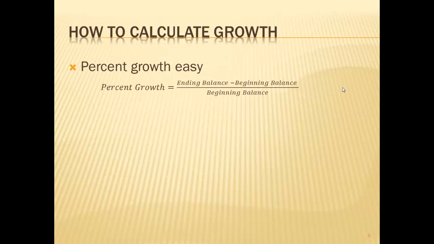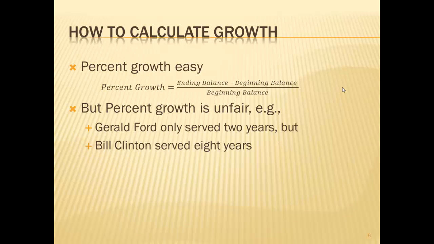So how do we calculate growth? Well, the easiest way is to calculate the percent growth, which means we just take the difference between the ending balance and the beginning balance of a president's term, and we divide it by the president's beginning balance. This is something right out of middle school. But the problem is this is unfair because it's going to treat Gerald Ford, for example, unfairly with respect to Bill Clinton, because Gerald Ford only served 2 years. He only had 2 years to rack up debt.